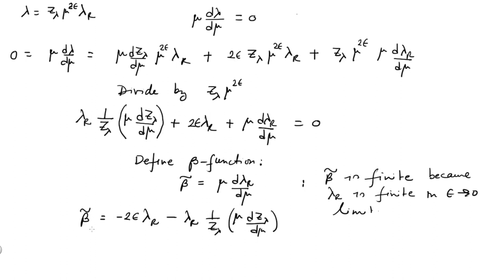Now beta tilde, or the beta function, is finite in the epsilon going to 0 limit. Okay, epsilon goes to 0, so that goes to 0. Lambda r is anyway finite, and that implies that 1 over z lambda times mu dz lambda over d mu, this factor, is also finite. Since beta tilde is finite, 1 over z lambda mu dz lambda over d mu is also finite.